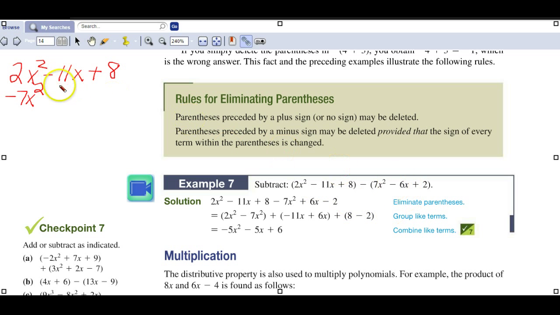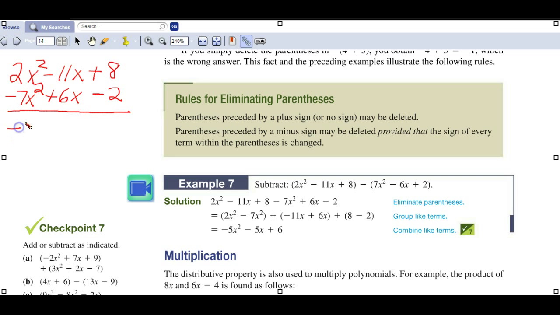This will become a positive 6x. And this will become a negative 2. And again, it doesn't hurt to check your work. A negative 7x, a positive 6x, a negative 2. Now you can't go wrong.